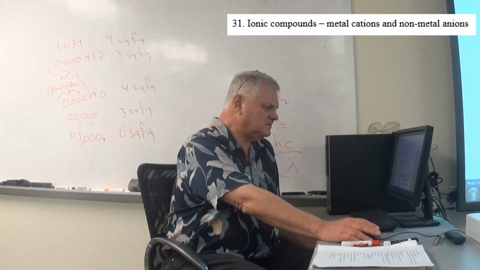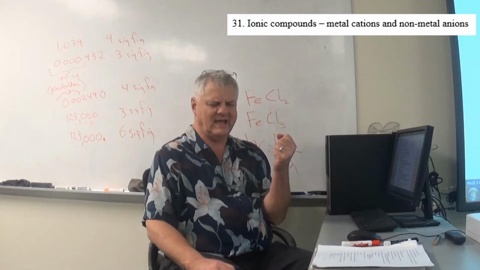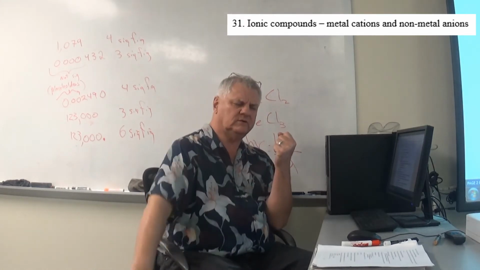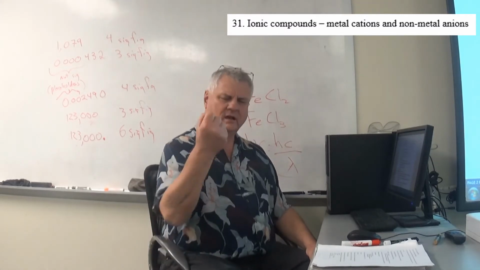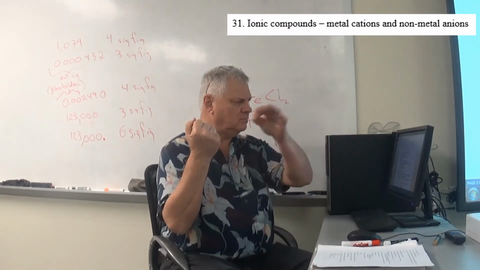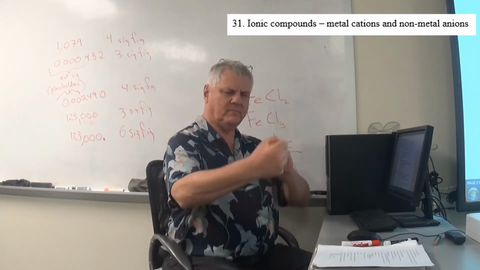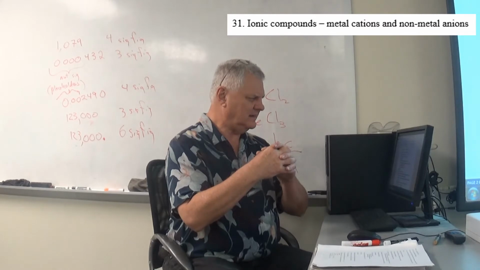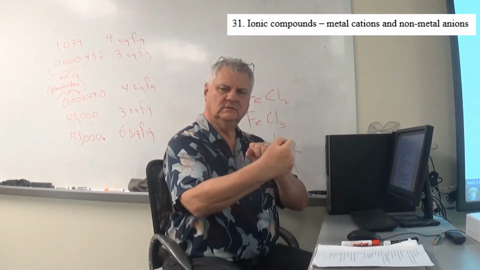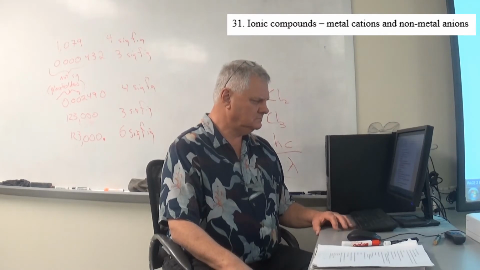Ionic compounds are metal cations and nonmetal anions. A metal atom loses one or more electrons to form a positively charged cation. A nonmetal atom gains one or more electrons to form a negatively charged anion. Ionic compounds are held together by these opposite charges of cations and anions, and the ionic bond is a field. Okay?